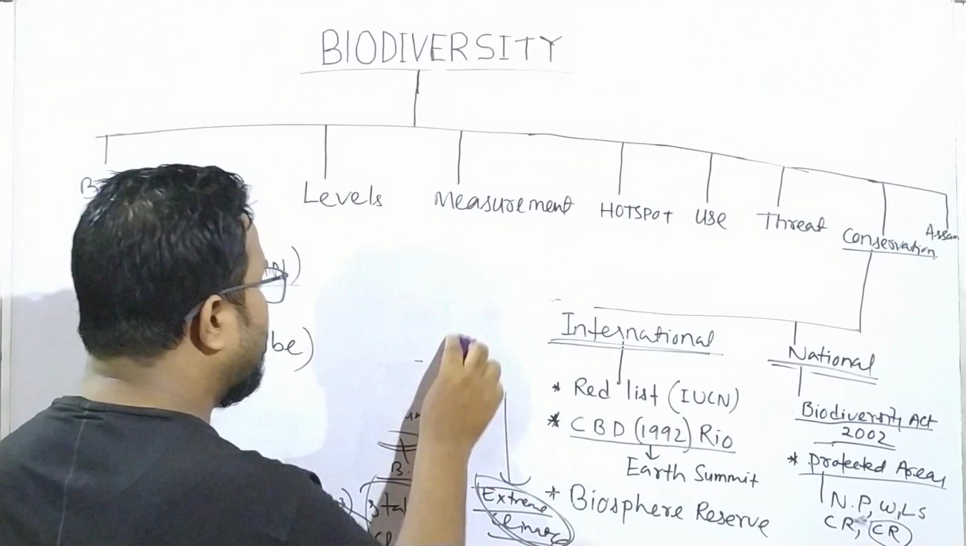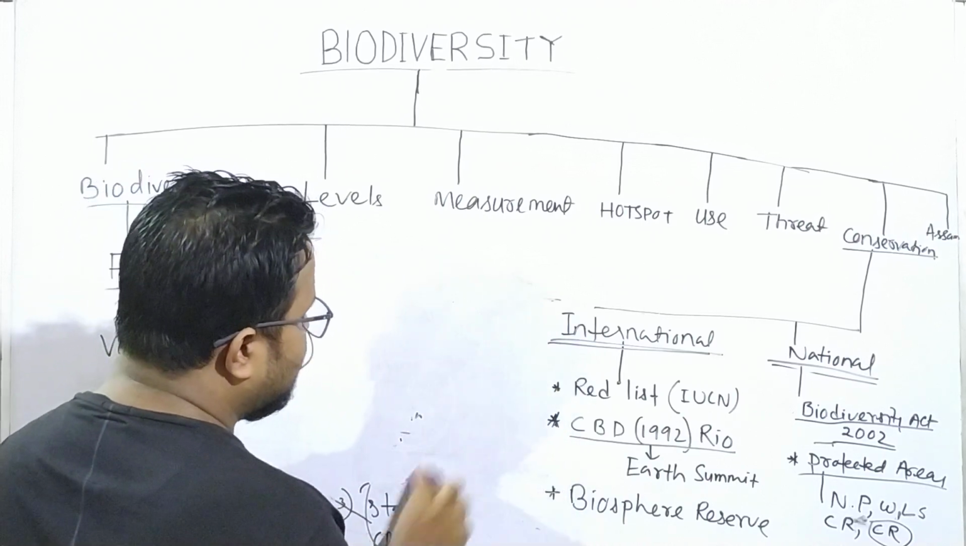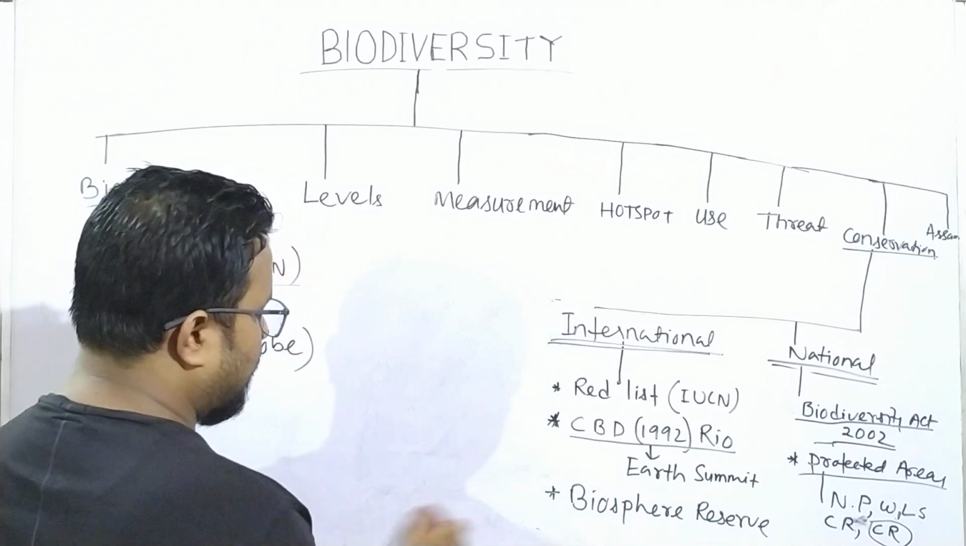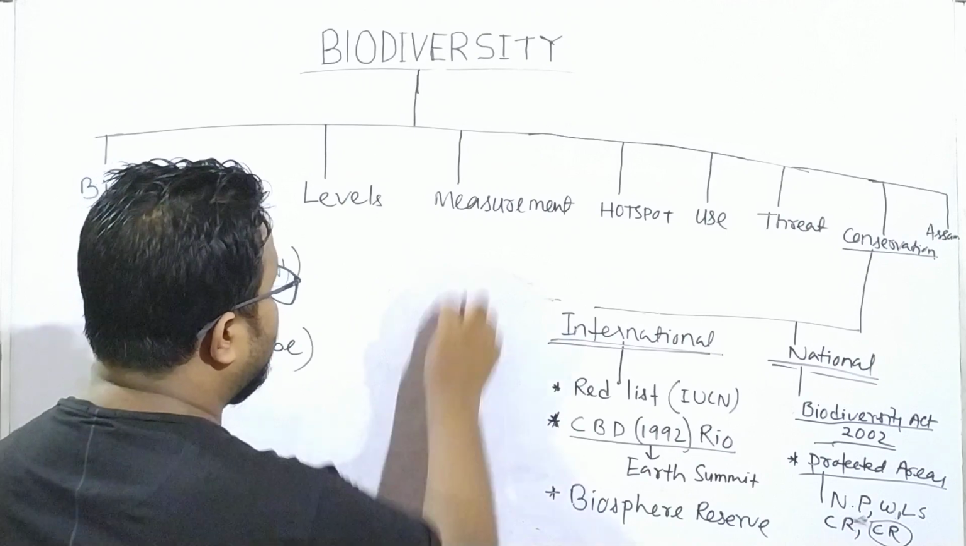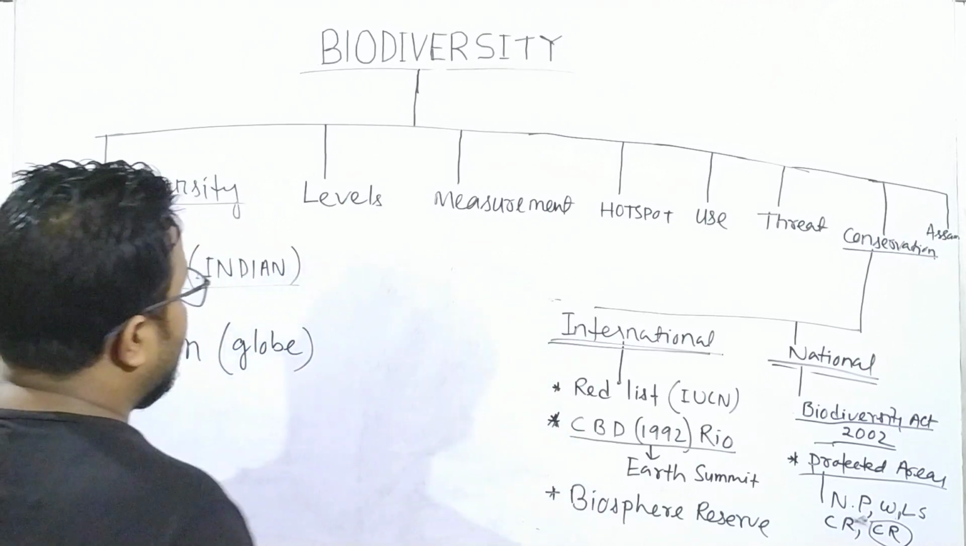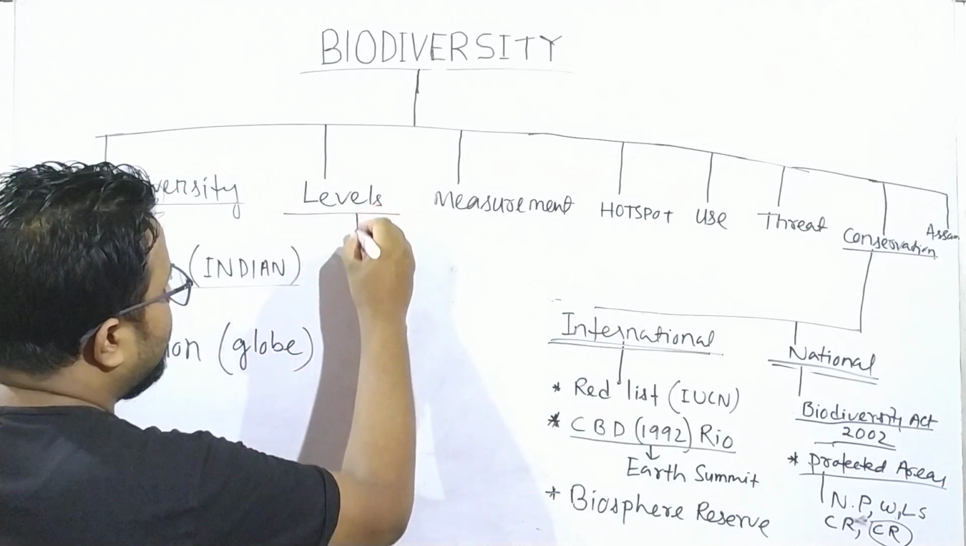If we move from the equator to the pole, there is a tremendous decrease in biodiversity. In the tropic region we have maximum biodiversity, and in the temperate region we have less biodiversity. Next, I am going to study the levels of biodiversity.